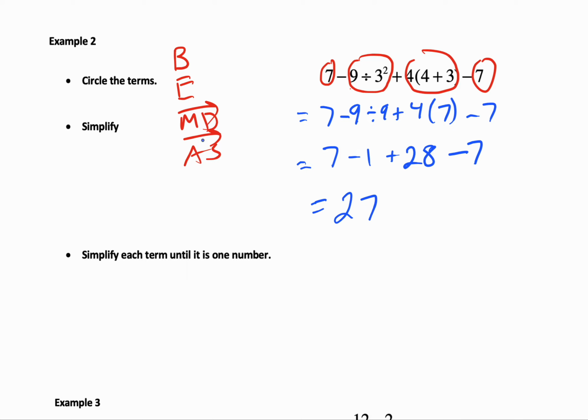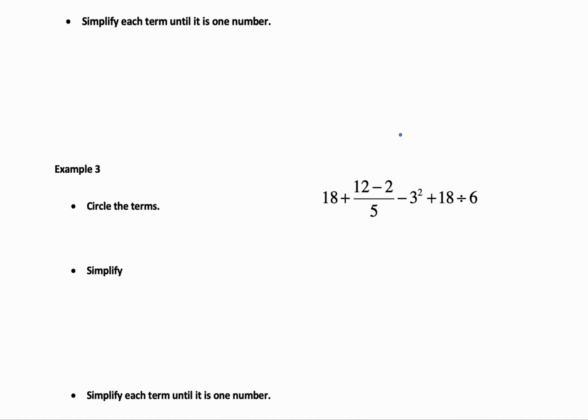Now you don't really have to go left to right if you're careful. You can add and subtract in whatever order you want, but just make sure you watch out for the negatives. For example, you could have done this positive 7 plus this negative 7 gives you 0, and then negative 1 plus 28 is 27. So sometimes you can disobey this left to right thing, but just be careful with the signs.